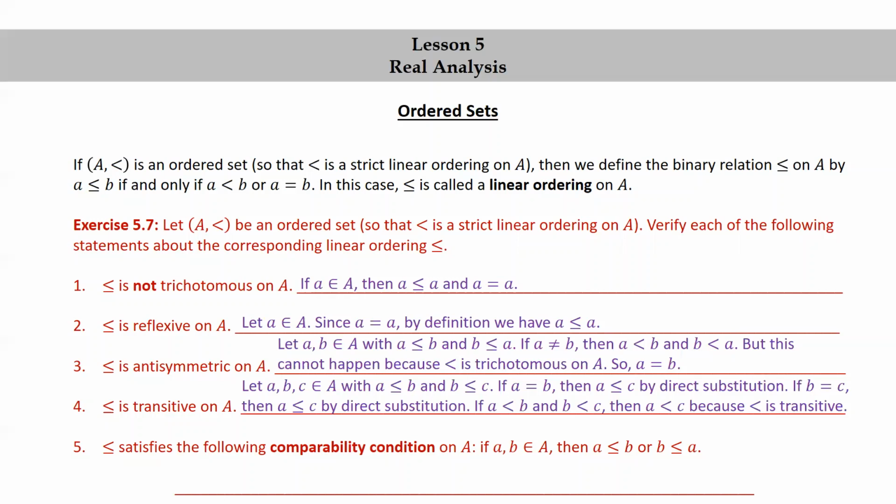Less than or equal to satisfies the following comparability condition on A. If a, b are in A, then a less than or equal to b or b less than or equal to a. Let a, b be in A. If a is less than b or a equals b, then a is less than or equal to b. Otherwise, b is less than a, in which case b is less than or equal to a.